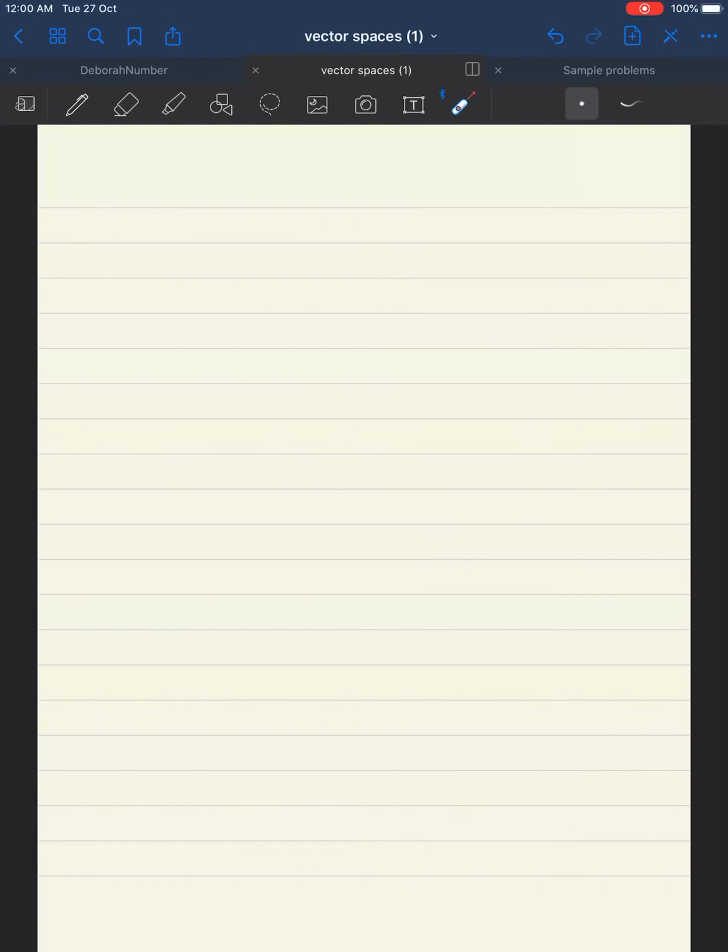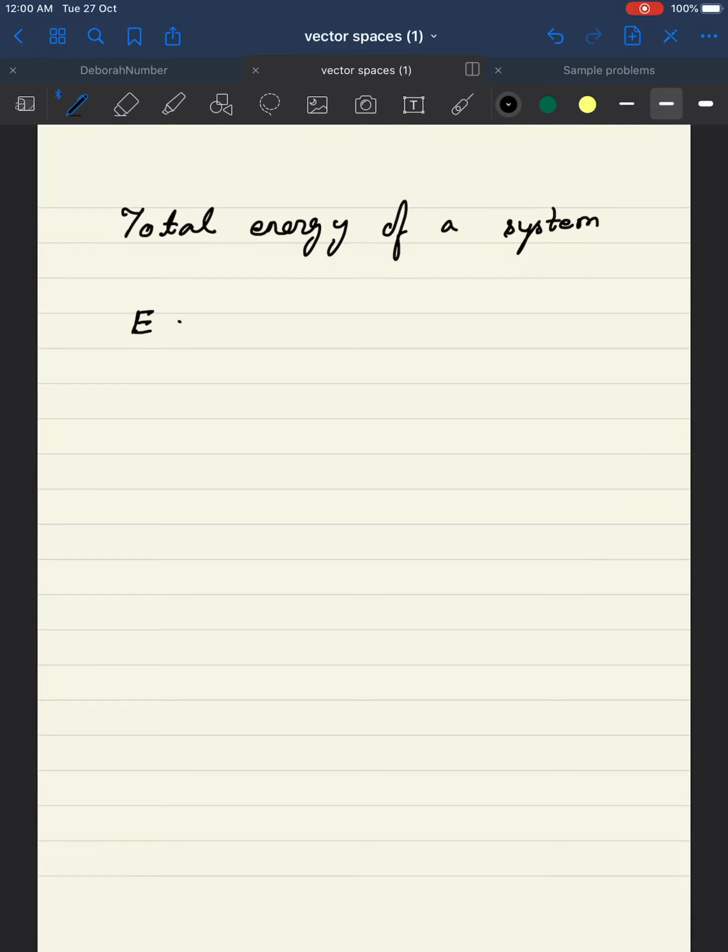So now if that is the case, then the total energy of a system, and here we are obviously implying a fluid mechanical system, the total energy E can be just written as U plus KE plus PE.